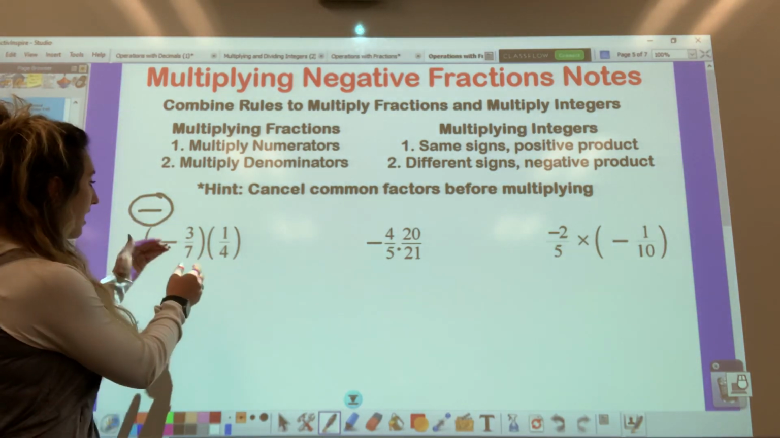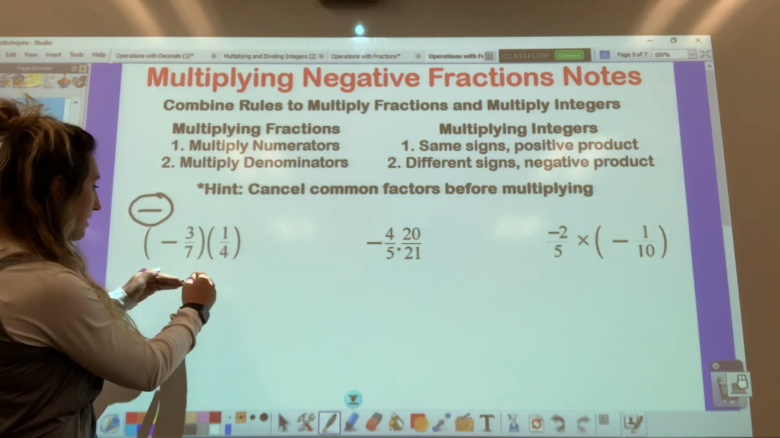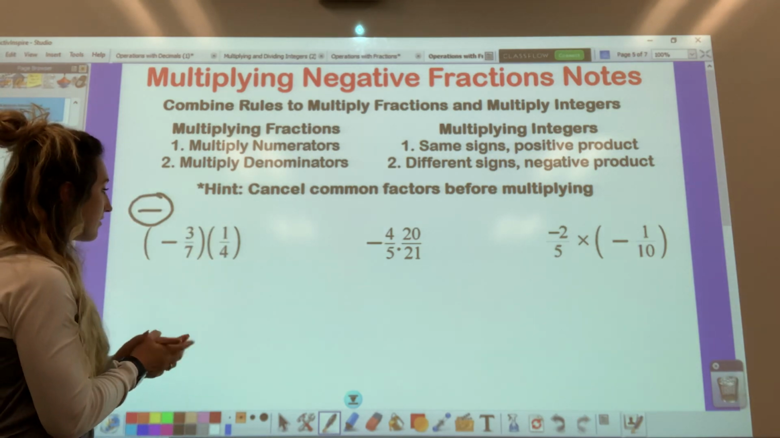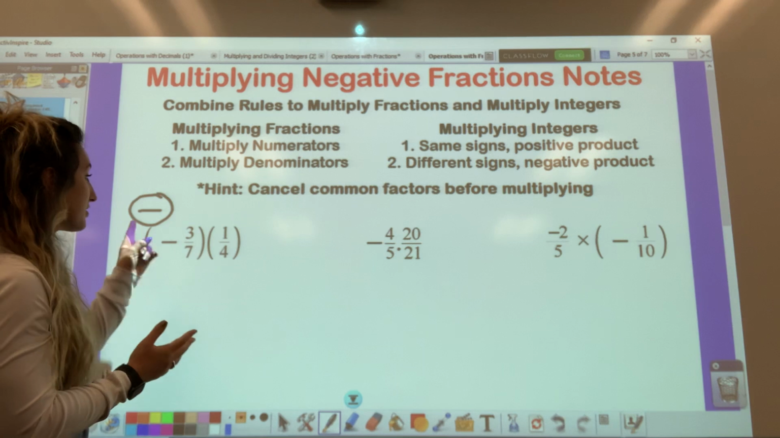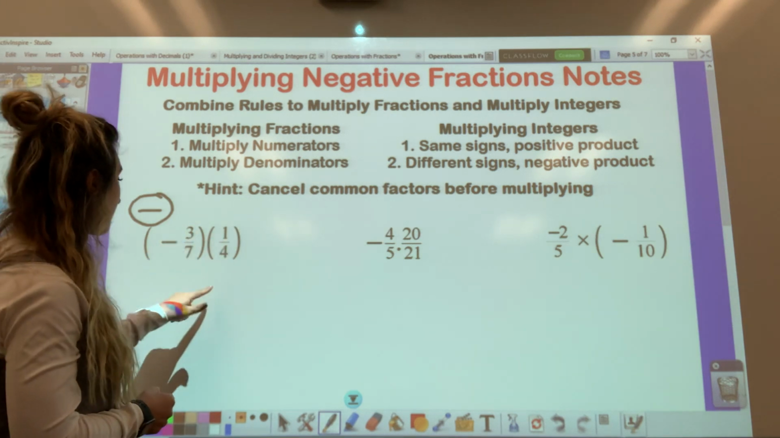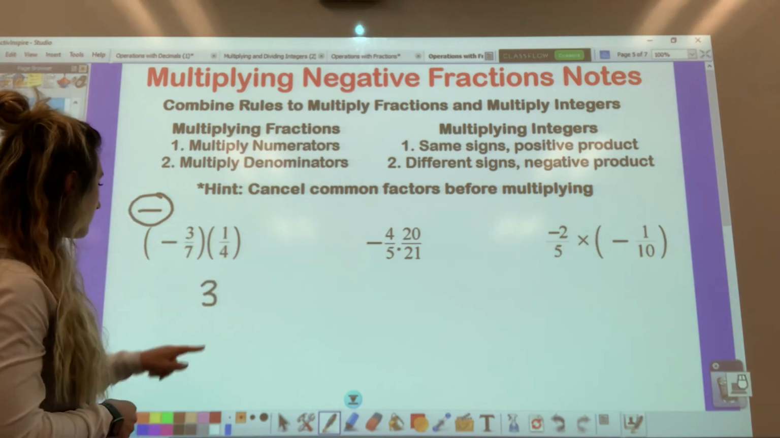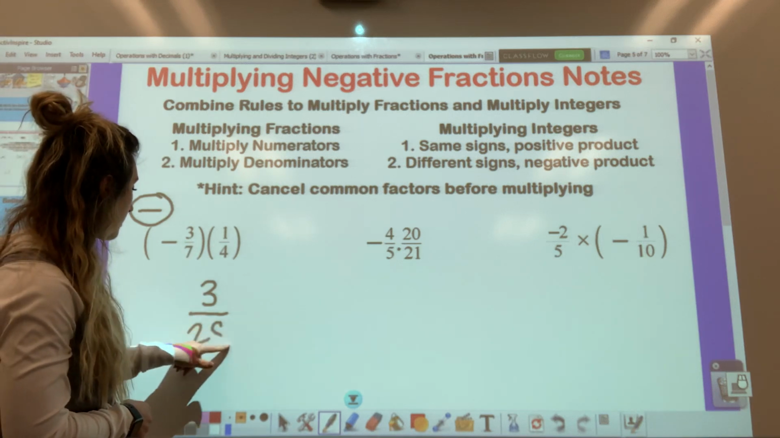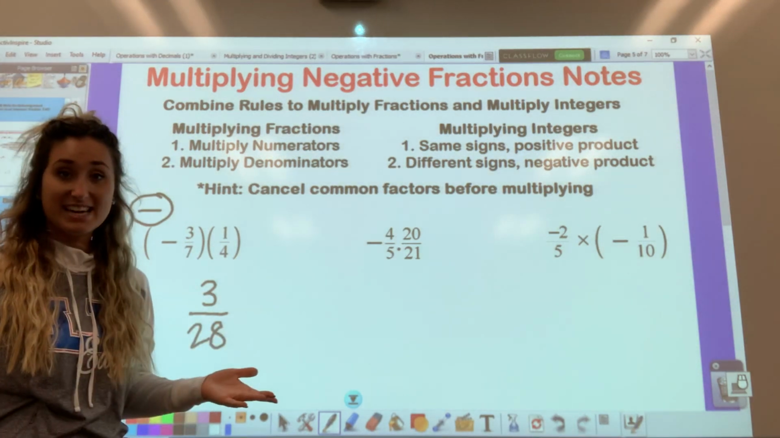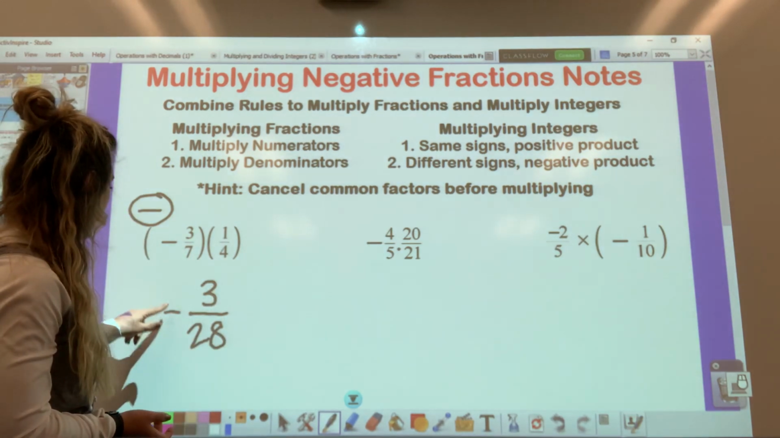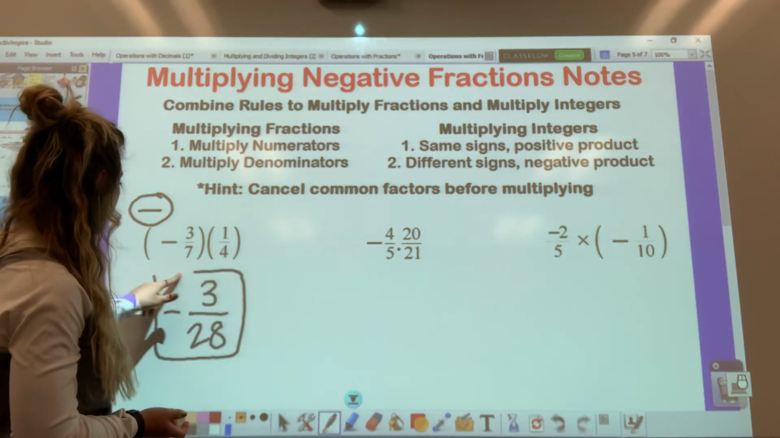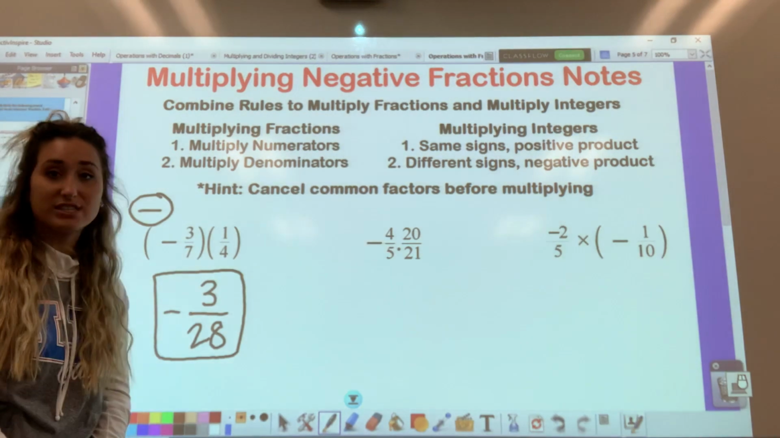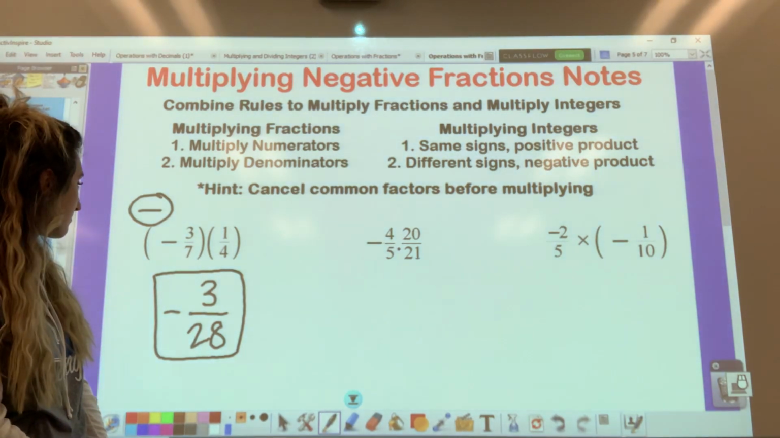So there's no common factors between the top and the bottom. I can't divide out anything from both numbers. So really, just multiply across the top. 3 times 1 is 3. Multiply across the bottom. 7 times 4 is 28. And that's it. Make sure to keep that negative sign since we said that our answer was negative. And your final answer is negative 3/28.